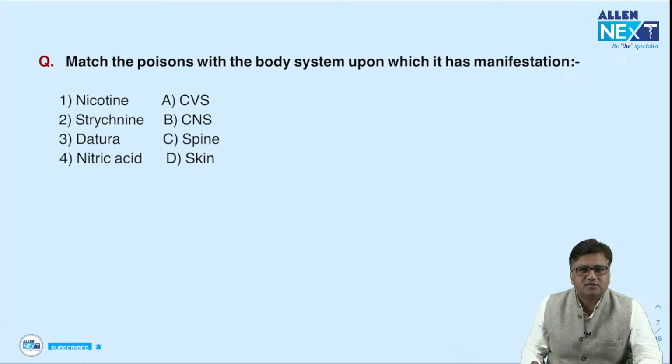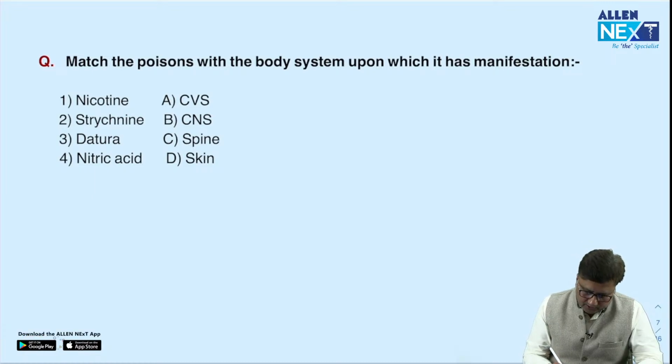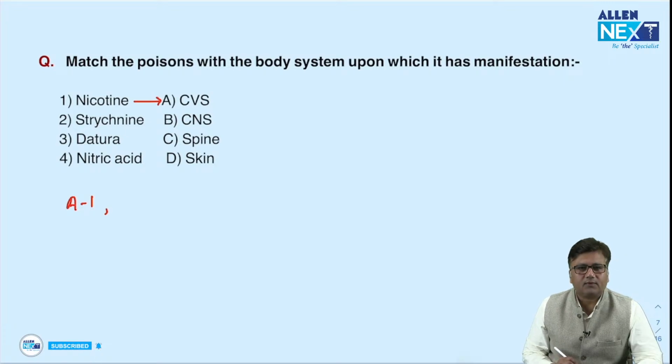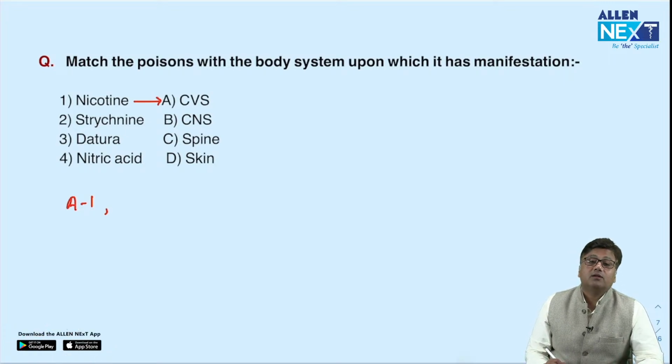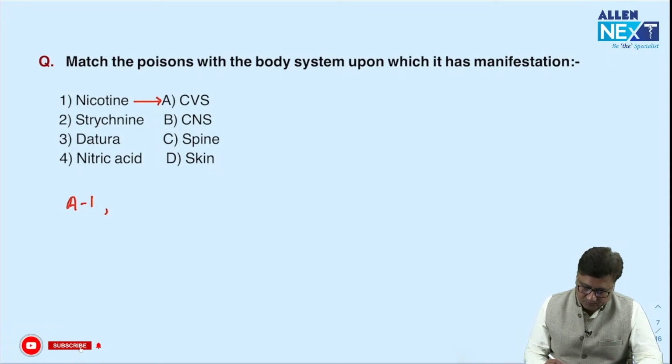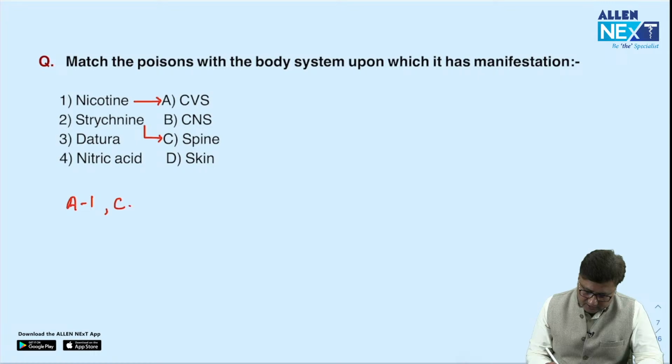So if you'll see, the first is nicotine. Nicotine is a cardiac poison. So we will say A matches with 1, right? Second is strychnine, जिसको हम कुचला भी बोलते हैं, Strychnos nux-vomica भी बोलते हैं, right. That is a spinal poison. So C matches with 2.